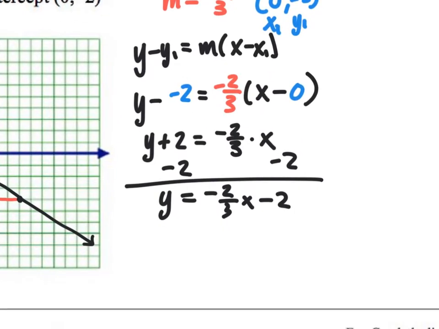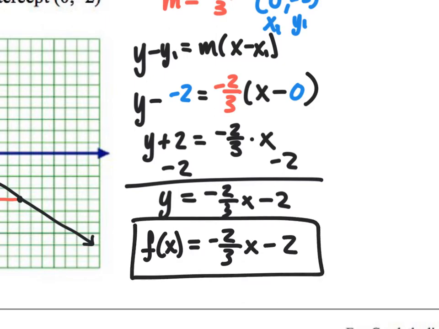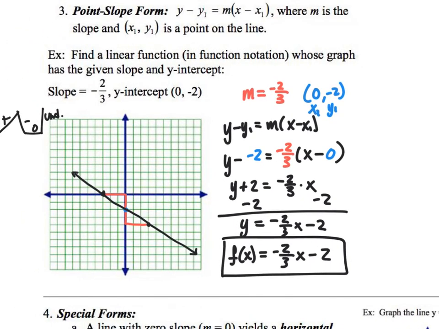Now this is just an equation. What I want to do is write this in function notation. So to write this in function notation, I would write f of x is equal to negative 2/3 x minus 2, and that's it.